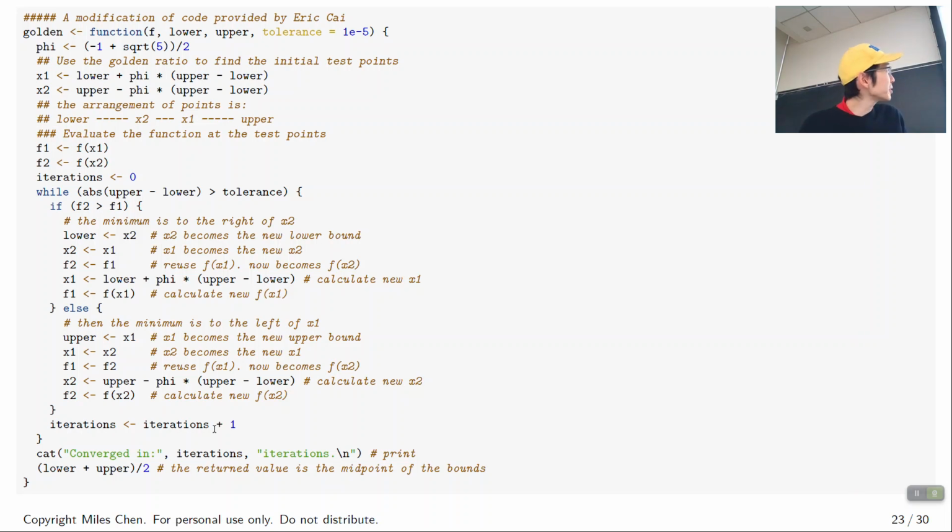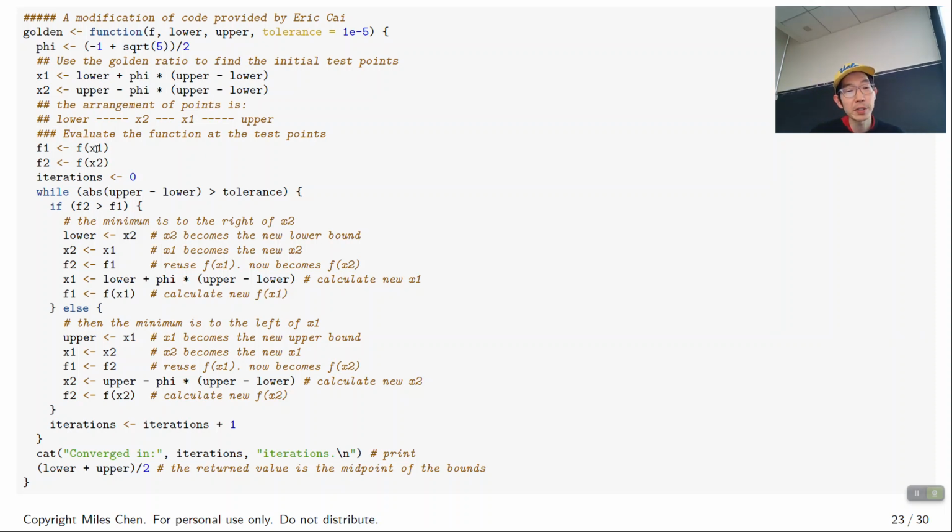All right, so this is some code that will do golden section search. I've adapted this. This was a different person, Eric Kai, who wrote this up, and I kind of adapted it. So anyway, we calculate the value of phi, -1 plus square root of 5 over 2. That's going to give us 0.618. And the arrangement of points is lower bound, x2, x1, upper. So x1 is going to be lower plus phi times the difference between upper minus lower, and x2 is going to be the upper bound minus phi times upper minus lower.